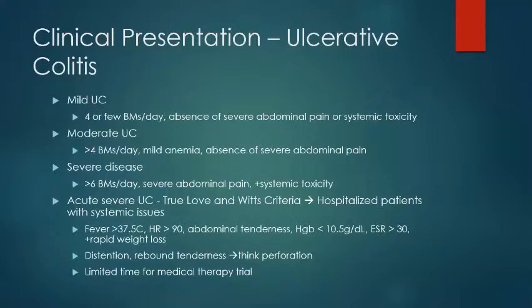Mild anemia, and then the absence of severe abdominal pain or systemic findings. Severe disease, you'll have more bowel movements per day, severe abdominal pain, and systemic toxicity. And when we talk about these, you just sort of need one to jump you up in category.